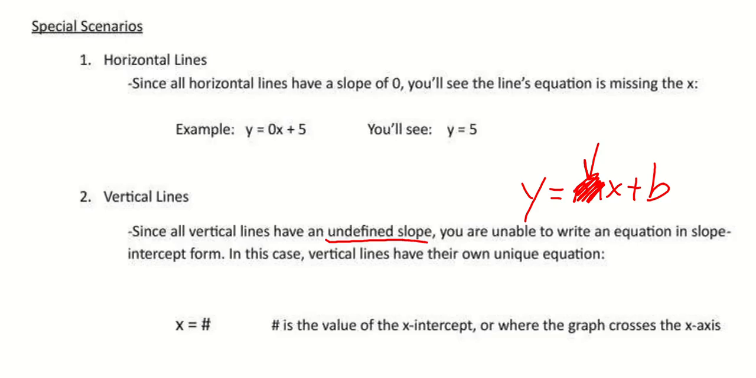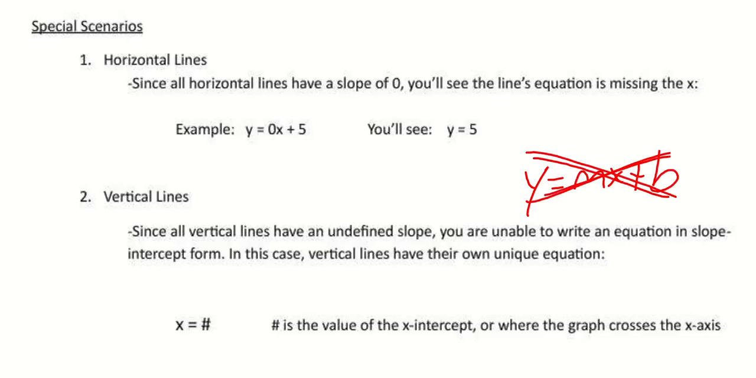Okay? Because if I take that off and just write this, I still have a slope if there's an x, because I can have a 1 in front of it. So that means there's a slope. And if it's undefined, it can't have a slope. So what we can't do is write y equals mx plus b for a vertical line. It will not work. So a vertical line has its own unique equation, which is just x equals a number. And that number is the x-intercept.